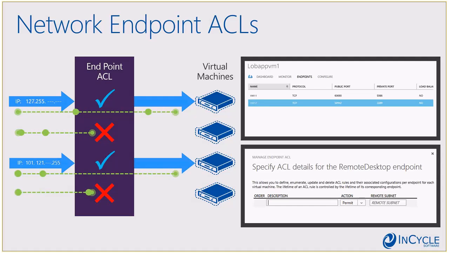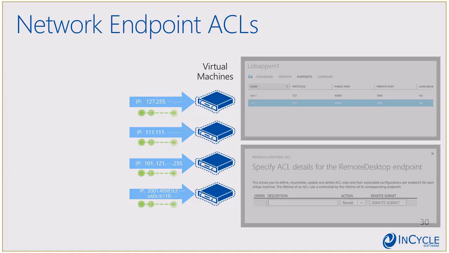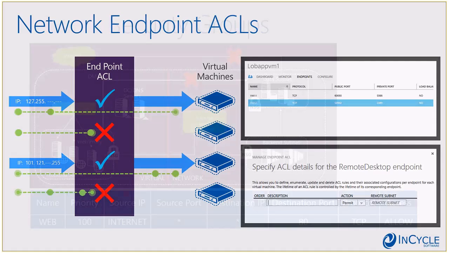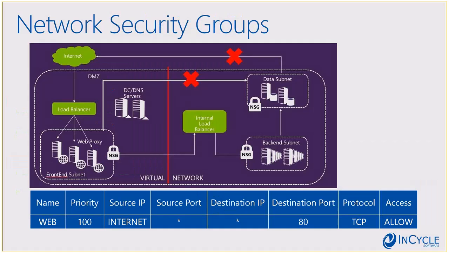A best practice, however, is to use what we're going to talk about next, network security groups, for virtual machines in a VNet instead of ACLs. Remember, ACLs are one way to lock down your Azure infrastructure, but a better implementation is network security groups.